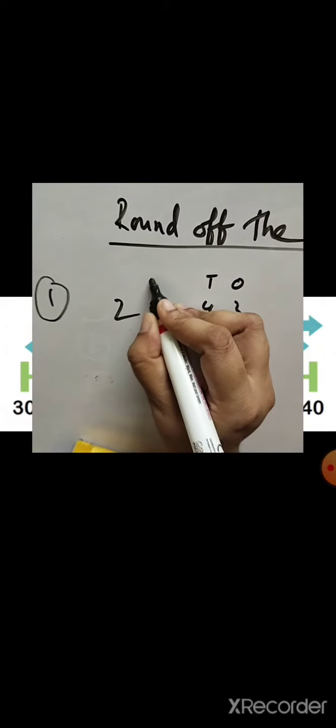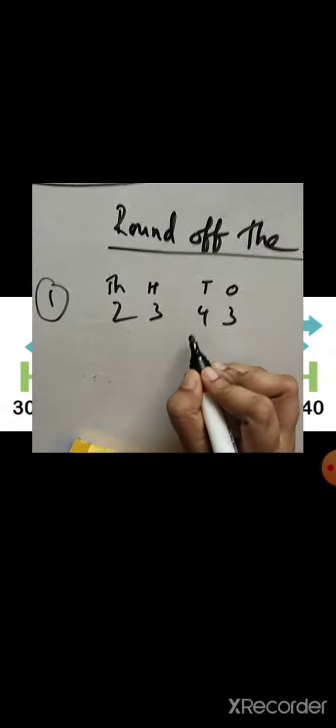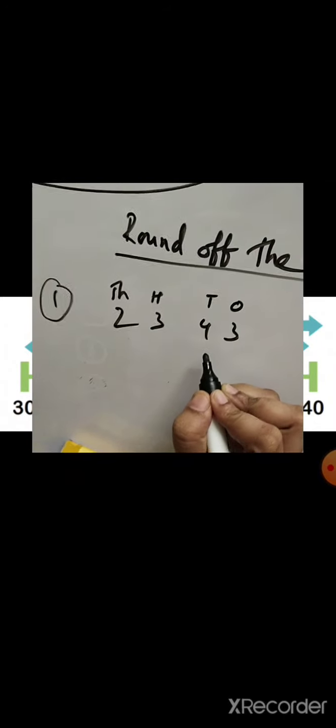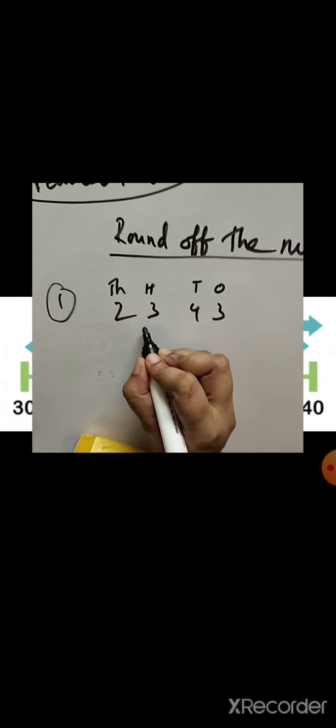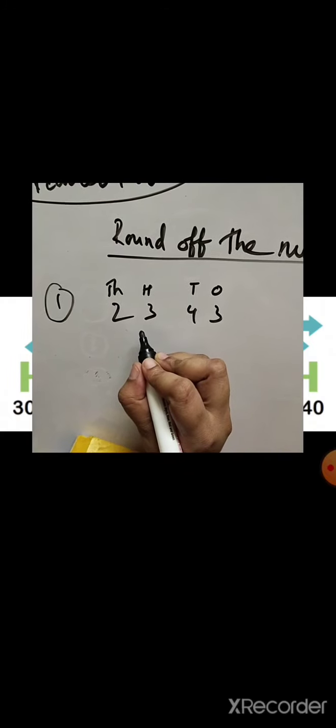Ones, tens, hundreds, thousand. So now I have to underline tens, no? No, we have to underline hundreds. Why? Because we are rounding off to nearest 100.